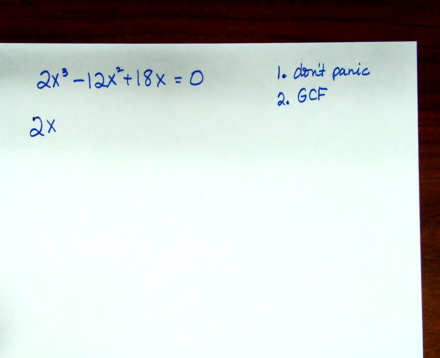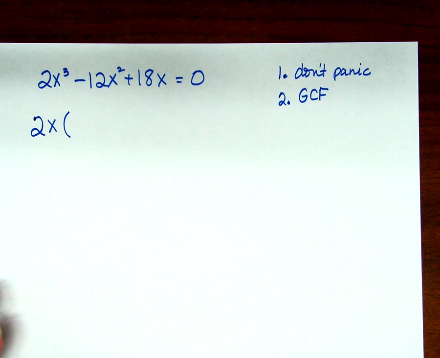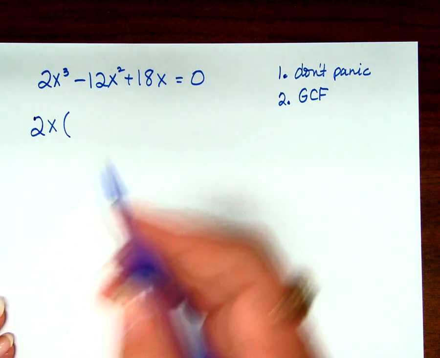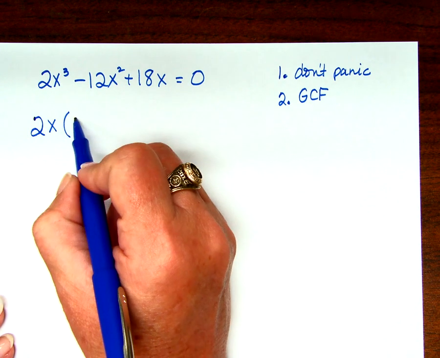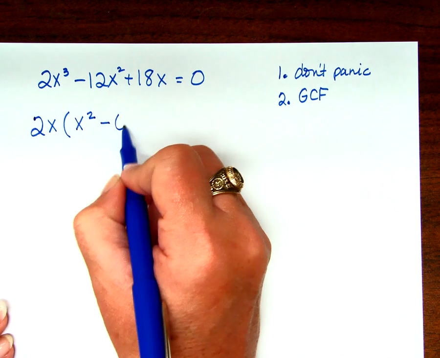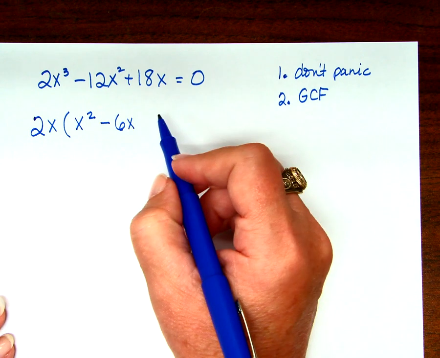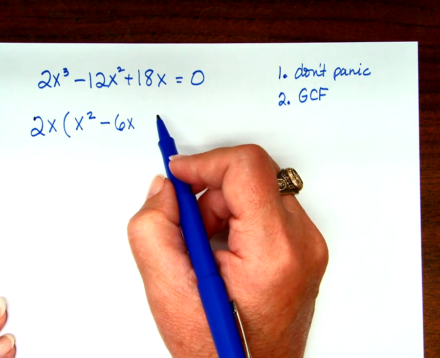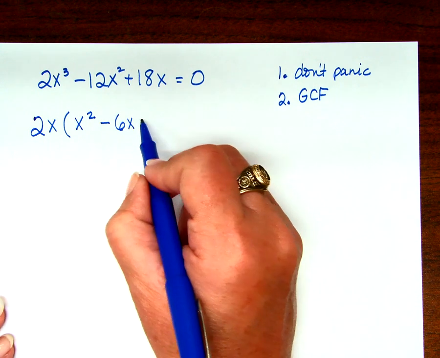2x, right? Don't they all have an extra x we can get rid of? So if I factor out a 2x, what's left? X squared minus 6x. Don't call yourself stupid. That's unkind. Plus 9, right?